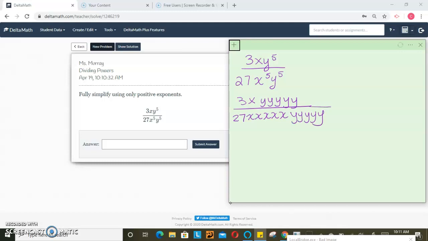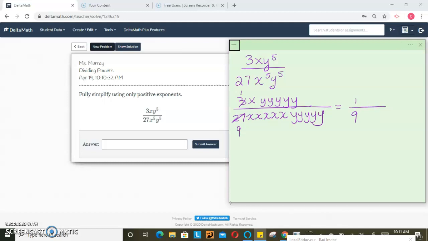Okay, so now comes the fun part. I can actually simplify. So 3 divided by 27, the smaller number is in the numerator, so this is going to stay a fraction. So 3 goes into 3 once, but into 27 9 times. So I'm going to end up with a 1/9 here. So when that happens, your answer is still going to be a fraction, and that's okay.